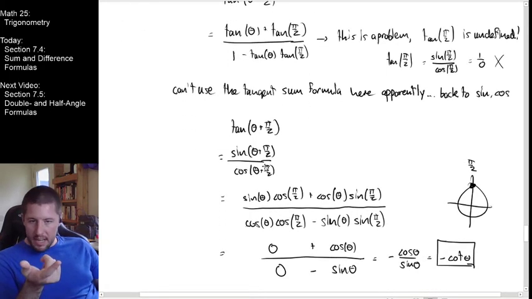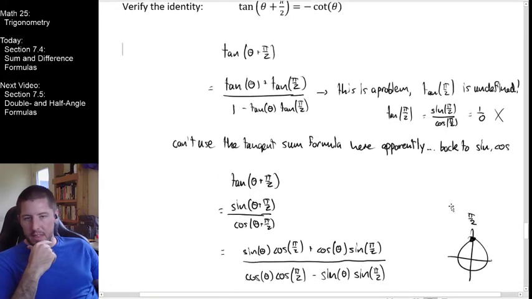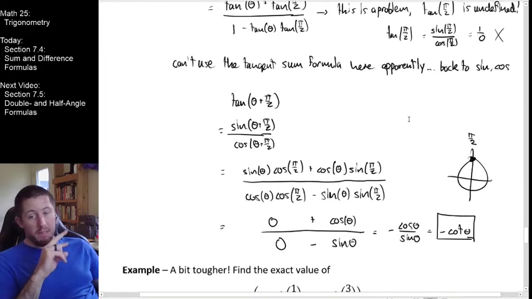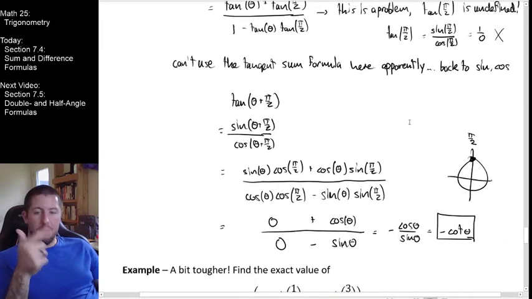Once we converted into sines and cosines, back in our comfort zone, I individually used the sum formulas for sine and for cosine to get a clean expression, and we were able to verify the identity that tangent of theta plus pi halves looks like negative cotangent of theta, by applying the sum and difference formula, not for tangent, but for sine and for cosine.